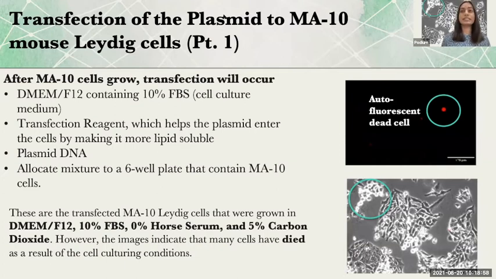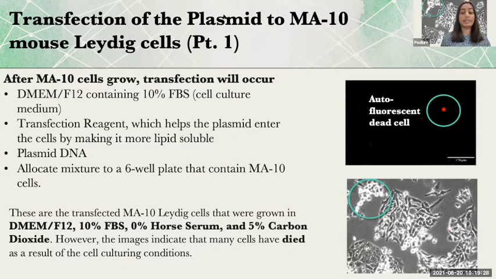So the first is DMEM F12 containing 10% FBS, which is essentially a cell culture medium. And then next, we will add in a transfection reagent, which will help the plasmid enter the cell by making it more lipid soluble. So the plasmid is foreign DNA, so it needs a little bit of help in order to enter the cell. And then we will also mix in the plasmid DNA itself, and we will allocate this mixture to a 6-well plate that contains MA10 cells.